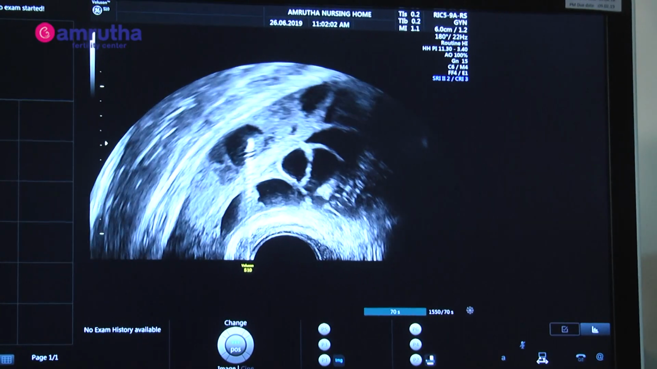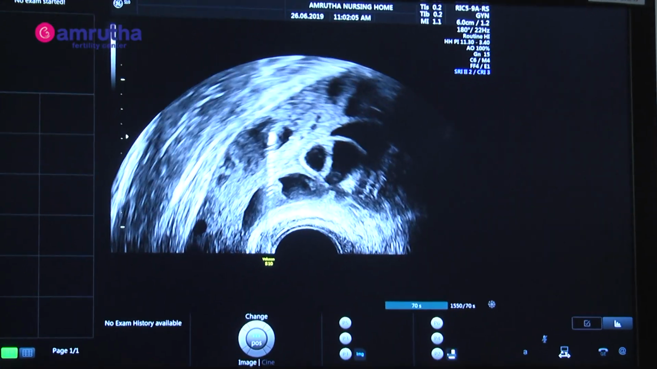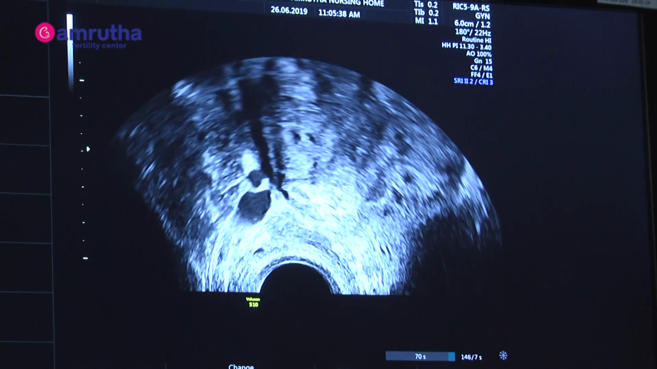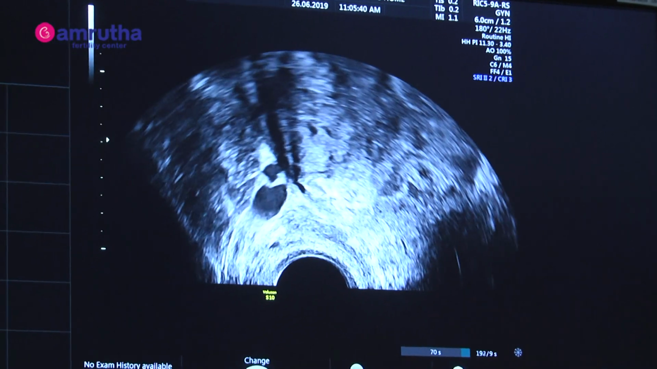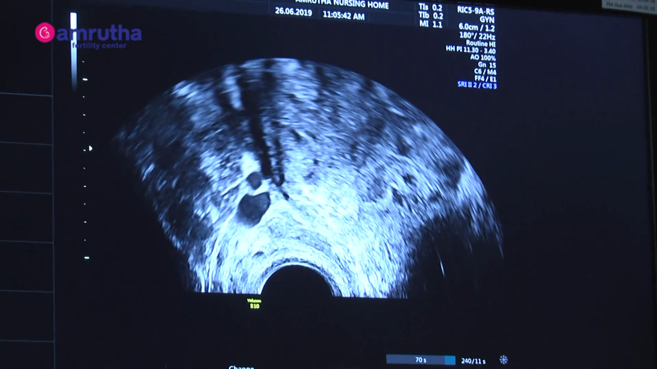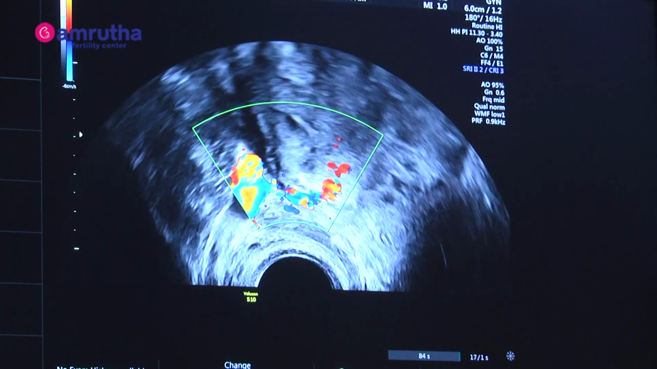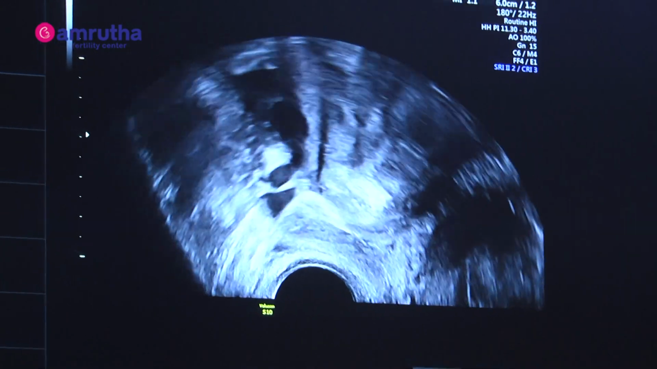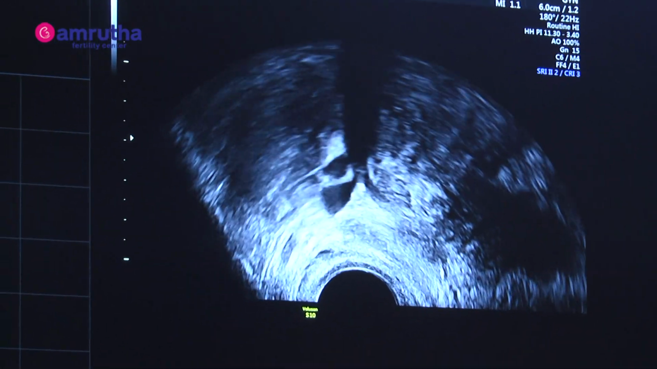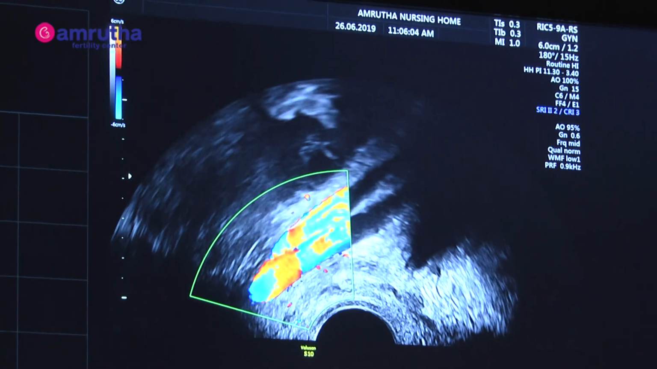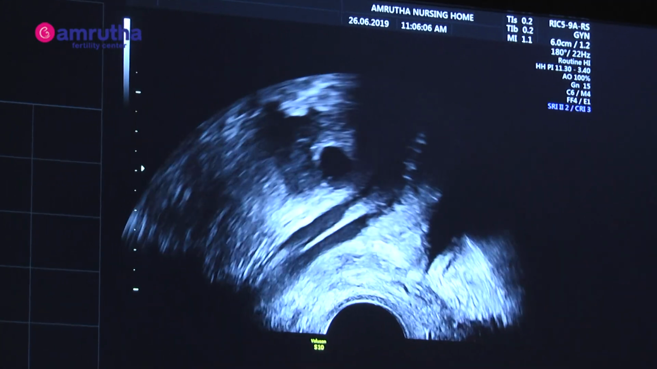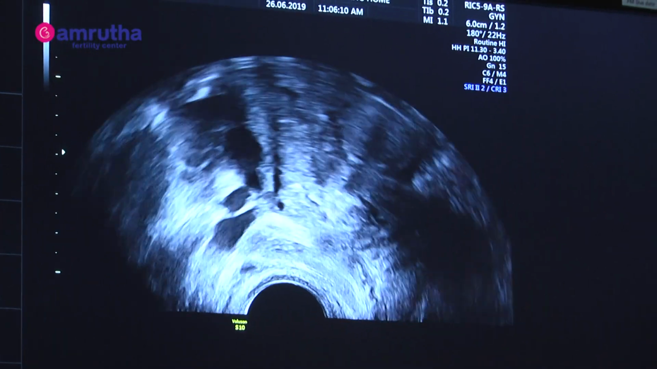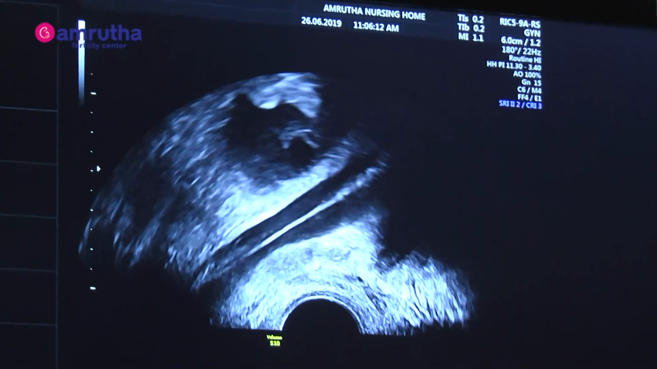There are chances for internal iliac injury. We'll show you how to identify it. It's almost like a follicle, but you can see it pulsating. Confirm it by color Doppler. Once the probe is turned, it appears like a follicle. Yes, that's the internal iliac vein. It should not be injured and should not be aspirated. The moment you see any blood, please be careful.